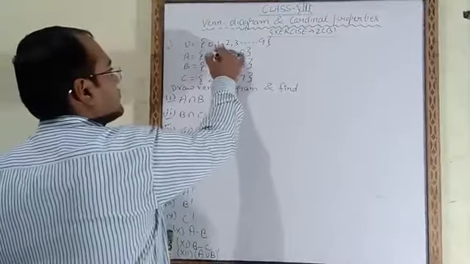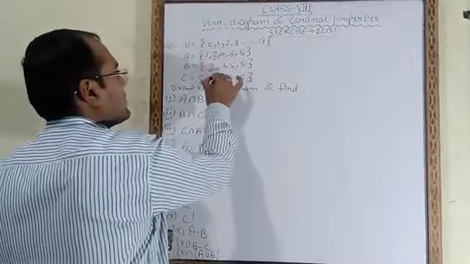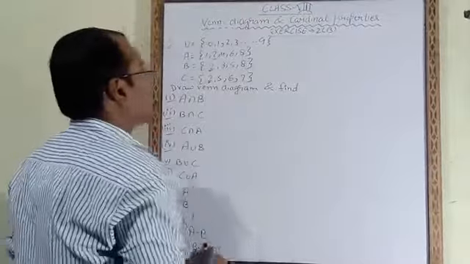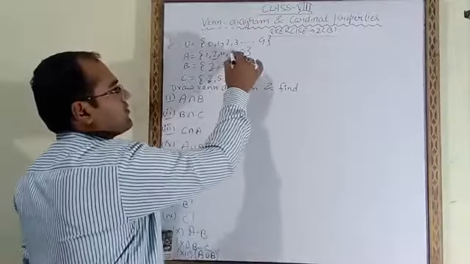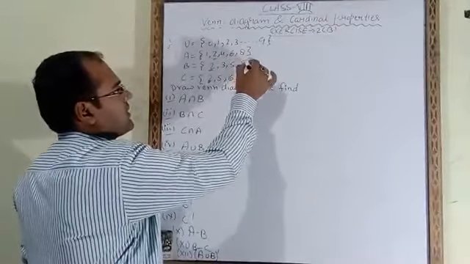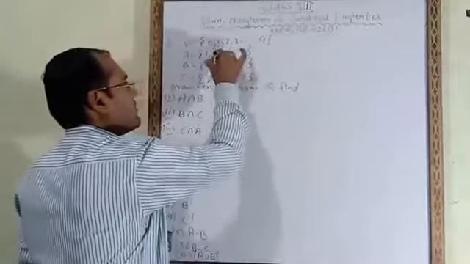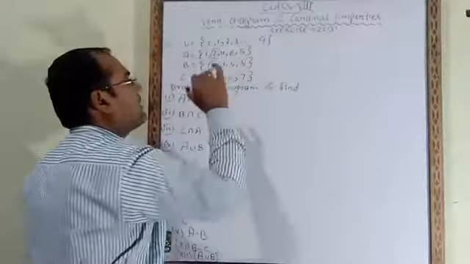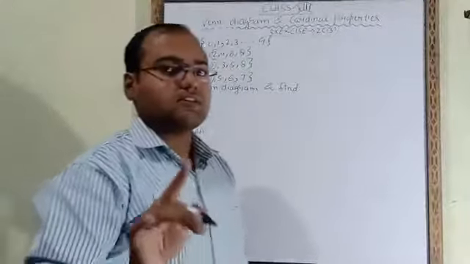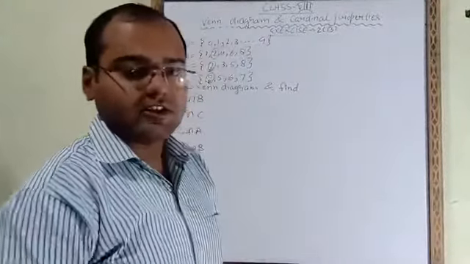What will we observe? 2 is common in all the three. Then 4 is not common, 6 is not common, 8 is not common. So only one such element is there which is common in A, B and C. No other element is common in all three sets.